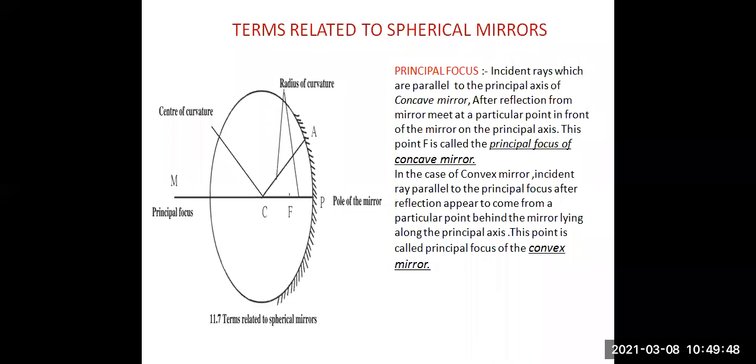In the case of a convex mirror, incident rays parallel to the principal axis, after reflection, appear to come from a particular point behind the mirror lying along the principal axis, and this point is called the principal focus of the convex mirror. So this particular point is different for a concave mirror and a convex mirror.